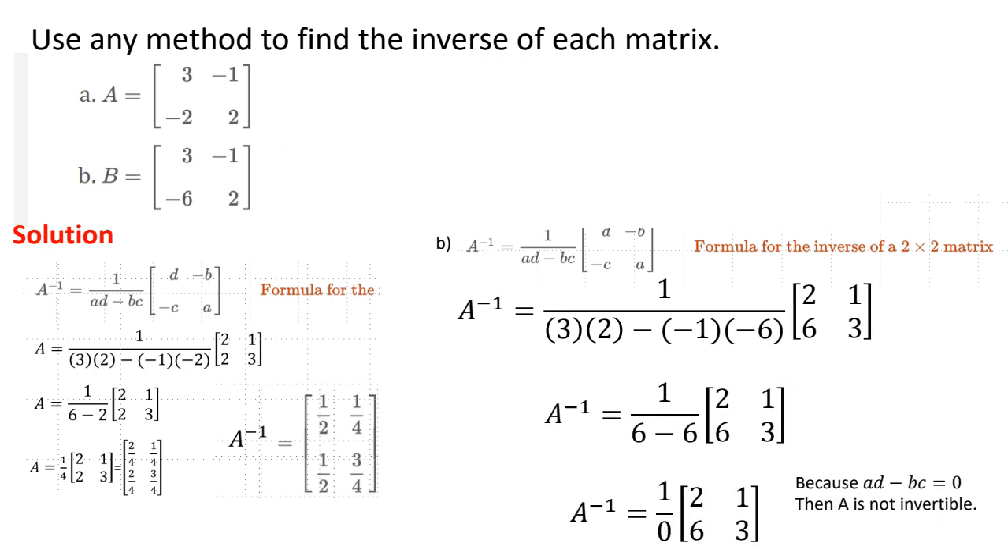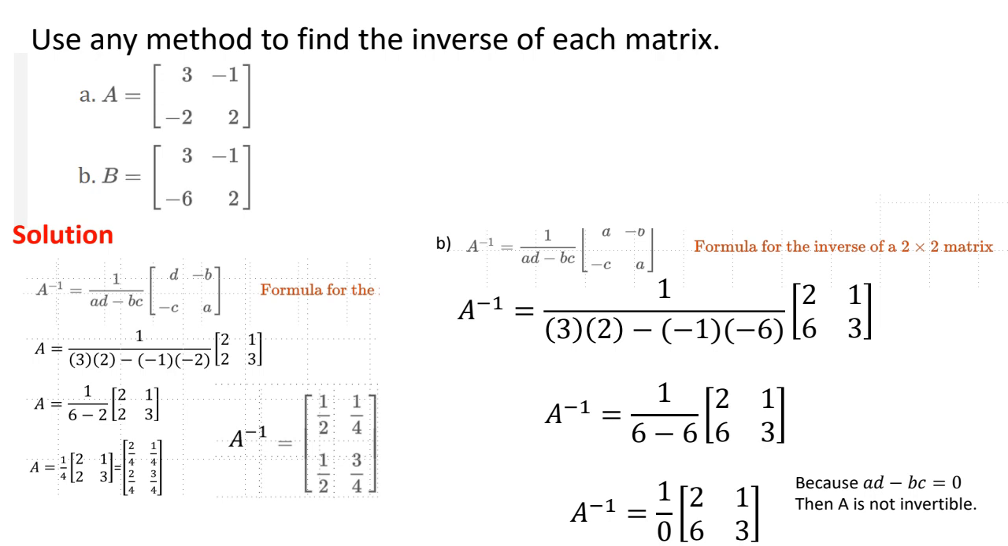If we simplify, we get 1 divided by 6 minus 6. 6 minus 6 is 0. And 1 divided by 0 is undefined. So we cannot divide by 0. If that happens, that you get a 0 in the denominator here, then we say that A is not invertible. And what that means is that it does not have an inverse. Okay, so not everything will have an inverse.